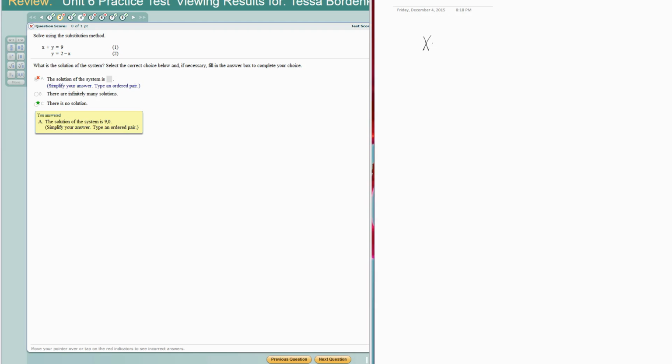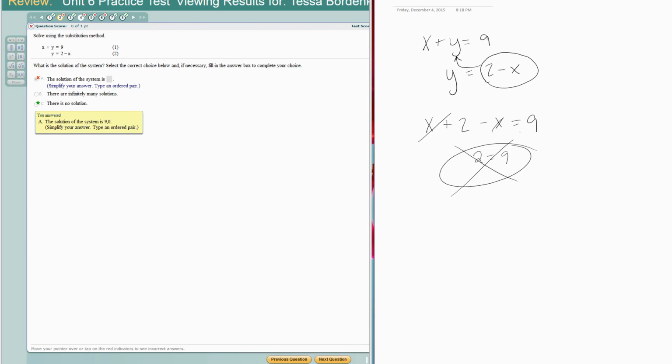Here we have x plus y equals 9 and y equals 2 minus x. Now this second equation already has it solved for y, so we can plug 2 minus x in for y in the first equation. So we'd have x plus 2 minus x equals 9. Now notice what happens. We have x minus x, that cancels each other out, and we get 2 equals 9. Well, that doesn't even make any sense, right? That's nonsense. So that would tell you that there's no solution.